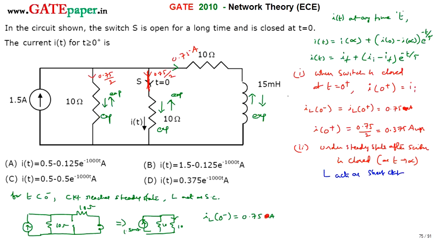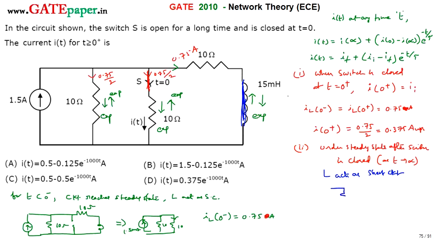Before the switch is closed, the inductor also reaches steady state, because 1.5 amperes has been given for a long time. So don't bother about how many times the inductor is getting short circuited. Based on the circuit conditions, now also the inductor gets short circuited, can reach steady state, and it will be acting as a short circuit. That situation is going to be treated like this.